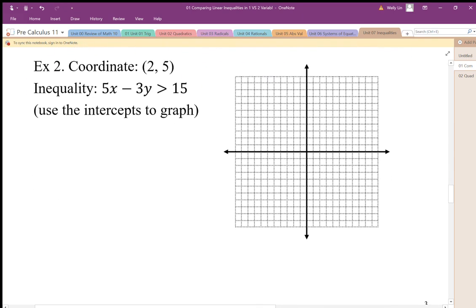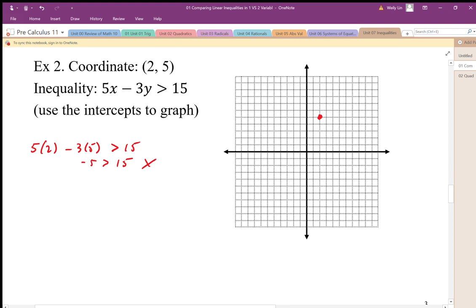So here, let's test this coordinate. So 2 and 5. Okay, x is 2, y is 5, which is going to be about right there. I plug it into my inequality. Okay, so I get 10 minus 15 is negative 5, bigger than 15? No, that doesn't work. So that is not part of my solution set.